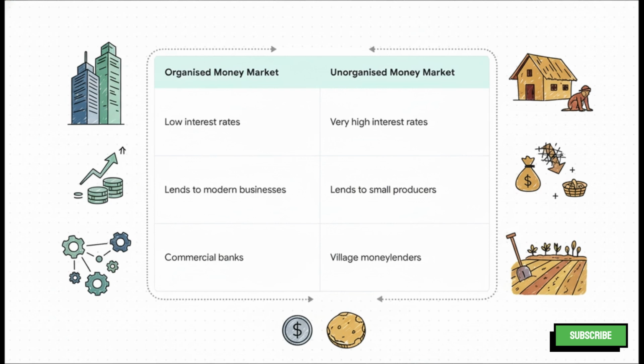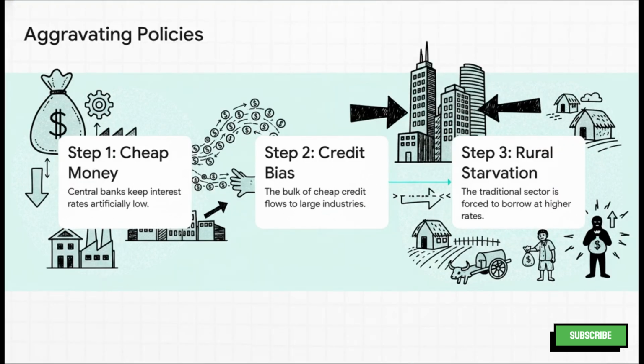But then, you have the unorganized market. We're talking about village money lenders, for instance, and they're lending to small farmers and producers, but, and this is key, at incredibly high interest rates. And here's the real kicker. Government policies can actually make this whole problem even worse. So let's say a government has a cheap money policy to keep official interest rates low. Sounds good, right? Well, what happens is that the bulk of that cheap money flows straight to the big industrial sector. The traditional rural sector gets starved of that capital. So where do they go for loans? Back to the unorganized market, where they're forced to borrow at those super high rates. And that just makes the gap between the two worlds even wider.